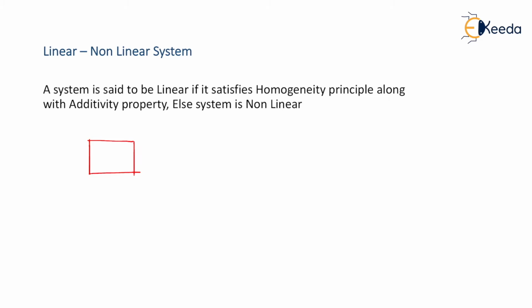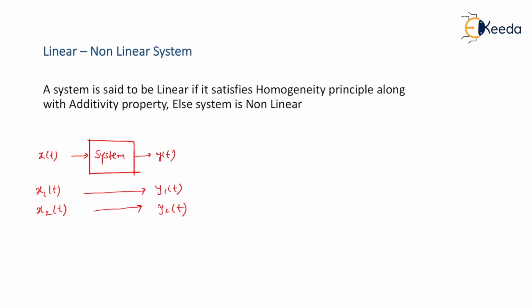Let us assume some system with, let's say, input as x of t and output as y of t. If you apply, let's say, input as x1 of t, passing through the system, it produces output as y1 of t. Let's say now you have changed the input to x2 of t, then let's say the output is y2 of t.